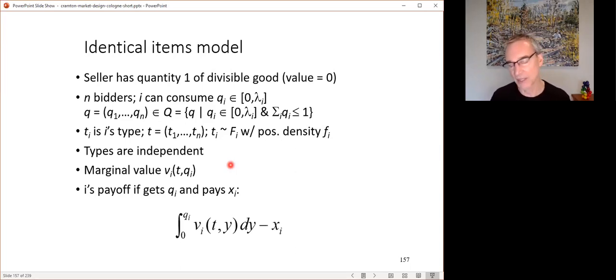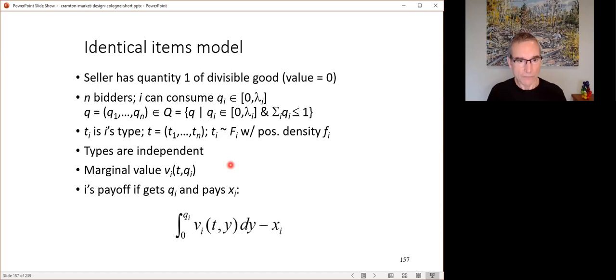And for example, treasuries, you can only win 35% of an issue. So each of the bidders is going to have this quantity, and the vector of quantities is going to have to sum to something less than or equal to 1 to be feasible. They'll all be positive. And each bidder has a type, their private information. The types are drawn from some distribution, a different distribution for every bidder.